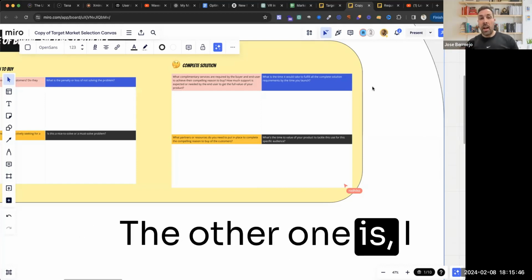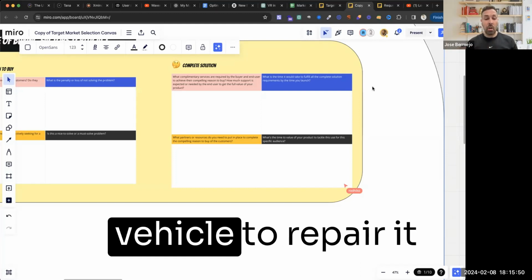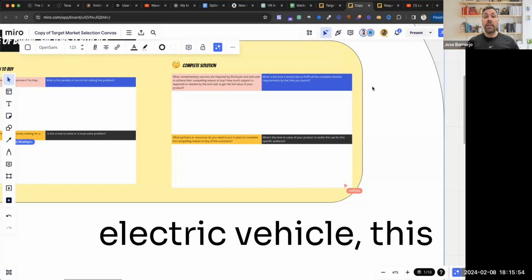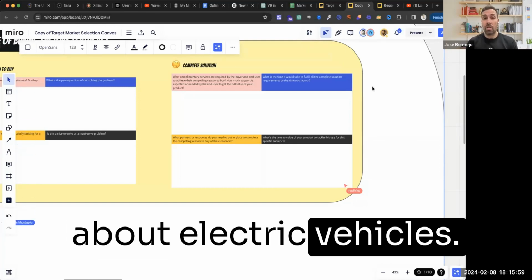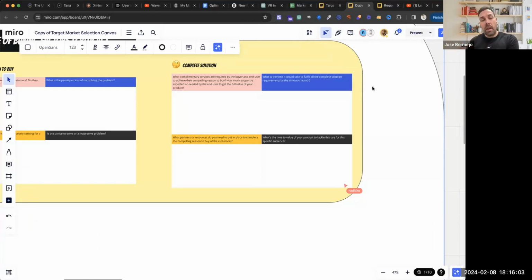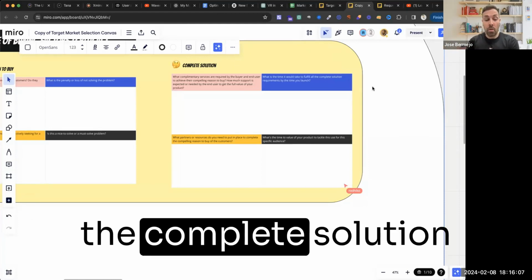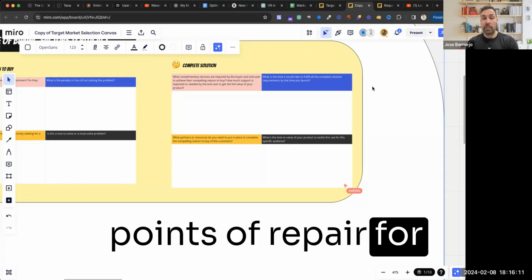The other one is I typically go to a friend of mine with my gas vehicle to repair it and for the revisions. But now with the electric vehicle, this friend of mine doesn't know about electric vehicles. I don't know where I am going to repair my vehicle or do the revisions. So what that means is the complete solution requires familiar points of repair for electric vehicles.